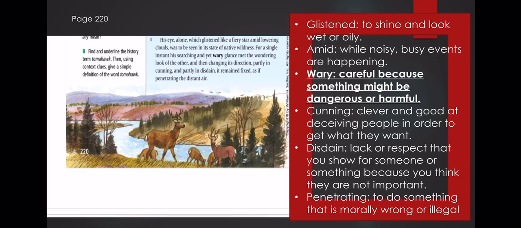So this is how he is describing his character. He is talking about the characteristics of the guy he is describing. So what does he mean? He describes his eyes like a glistening star, and he is searching for the look of the other, and he is changing his direction in a clever way, and in a way that lacks respect for someone.